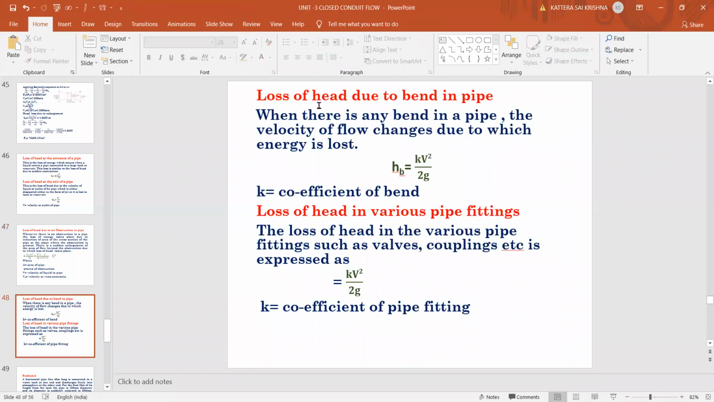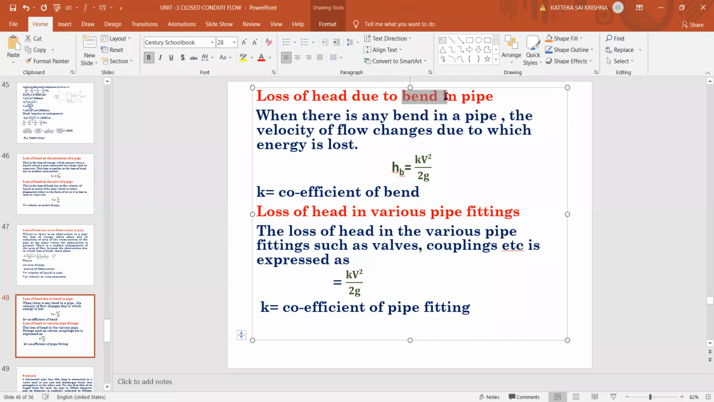Right. So next we have loss of head due to bend in a pipe. If there is a bend in the pipe, there will be some losses again, since the velocity of the flow is again changed there because of the bend. So the loss of head because of the bend is denoted by HB, which is equal to KV square by 2G.